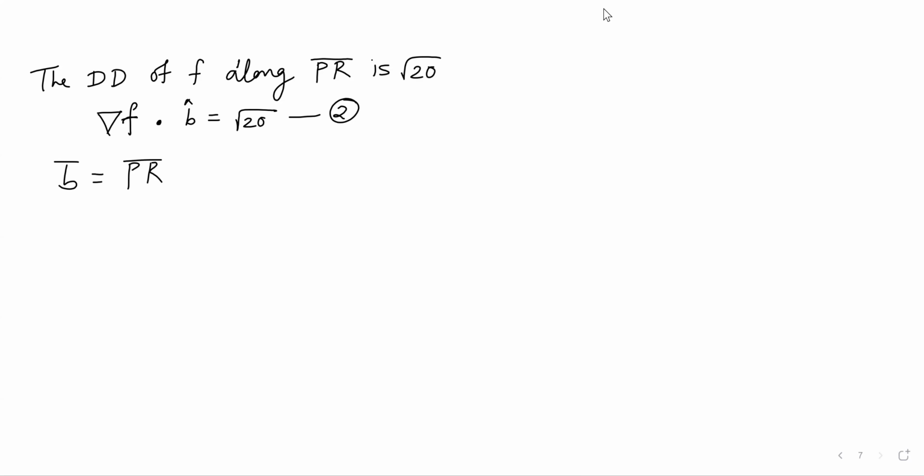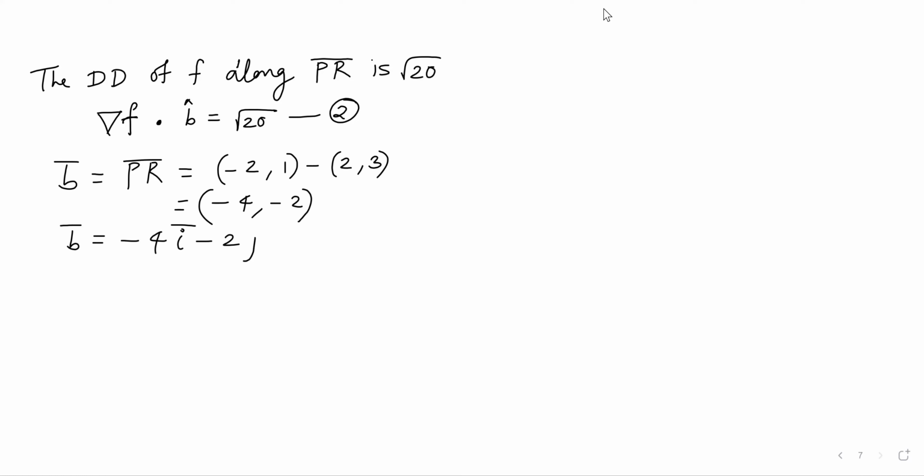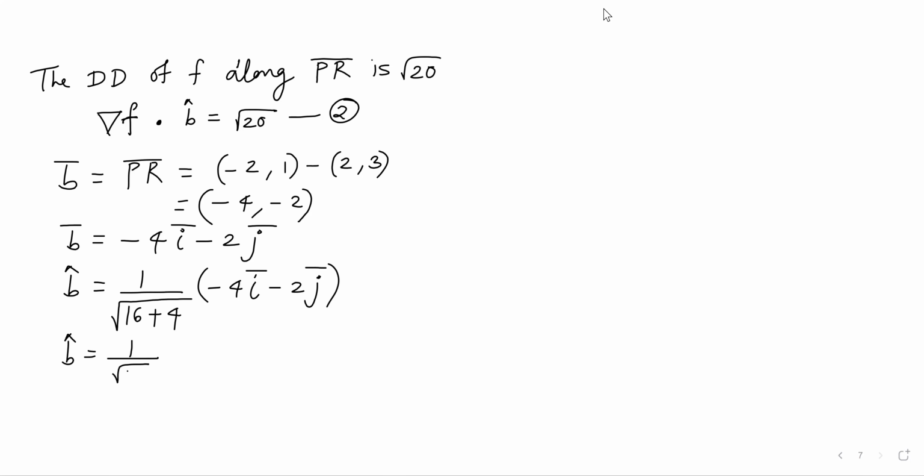So it is PR bar, minus 2, 1 minus 2, 3. So what do we get? It is minus 4 and 1 minus 3 is minus 2. So b bar is minus 4 i bar minus 2 z bar. Find out b cap for this. So it is 1 upon under root 16 plus 4, and this is minus 4 i bar minus 2 z bar. So b cap is 1 by root 20 times minus 4 i bar minus 2 z bar. I'll not take that 4 outside.